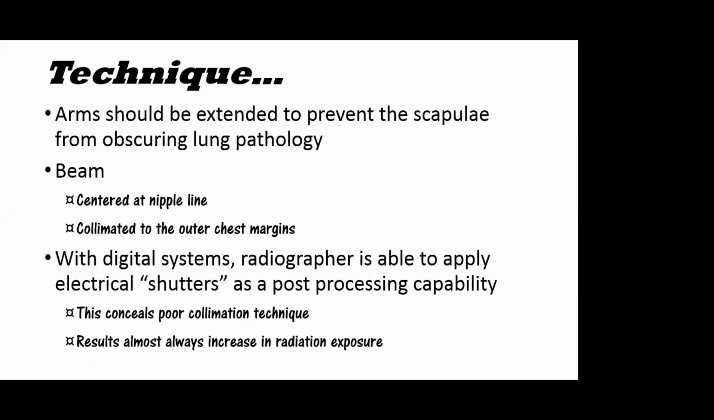The beam should be centered at the nipple line. We'll see how it happens, and the radiation area can be collimated to the outer chest margin. With a digital system, a radiographer is able to apply electronic shutters. So, for example, if the radiographer has exposed the baby completely, rather than taking just a chest size, he has taken an infantogram. While processing it, he has the capacity to apply electronic shutters, where he will expose or process only those areas which he has been asked to, even though the whole baby is exposed.